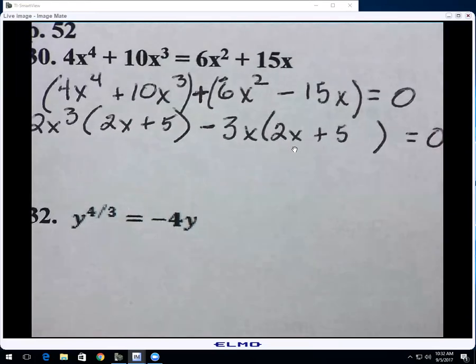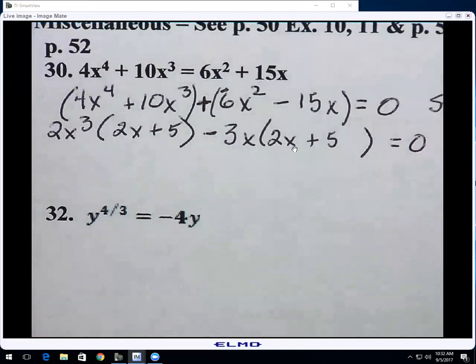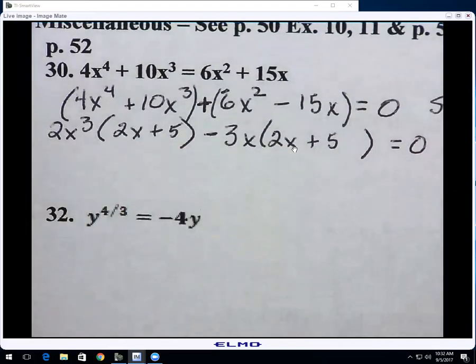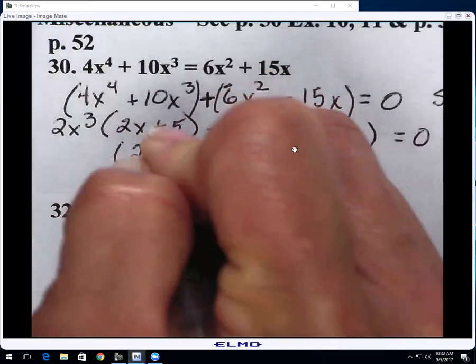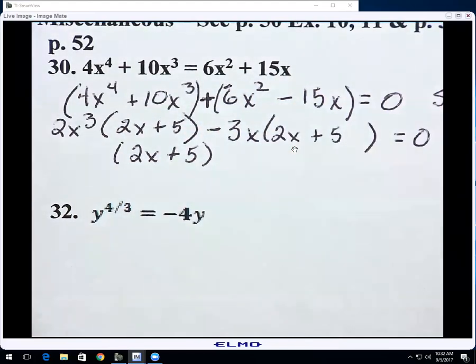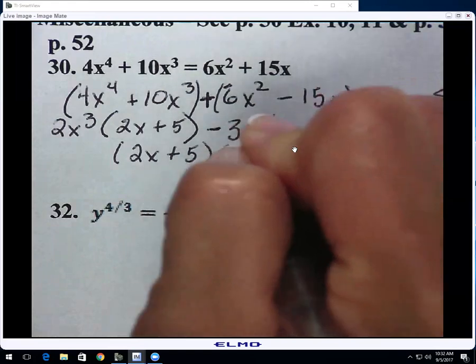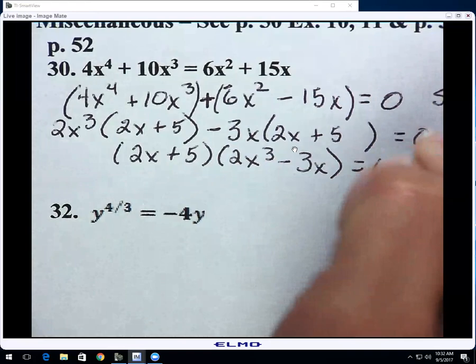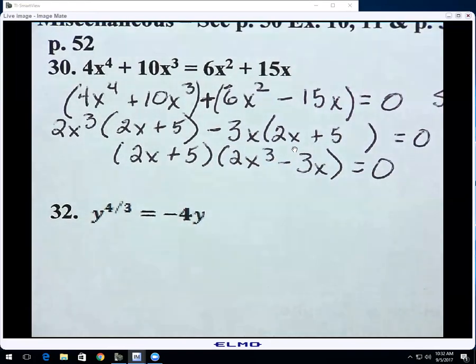Because the beautiful thing about factoring is it's checkable. Just distribute the 2x cubed, distribute the negative 3x, and see if it gives you what's on the line above it. And it does. So my GCF is 2x plus 5. My leftovers are 2x cubed minus 3x. And that made me realize something else.